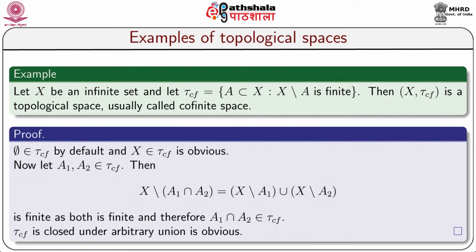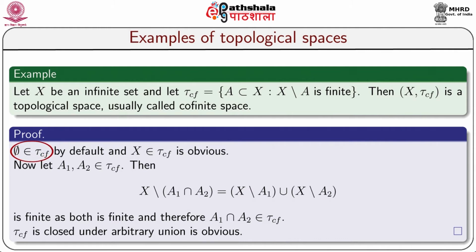Let us consider some more important topological spaces. This is called the cofinite topological space. So, how is this topological space defined? Let us consider an infinite set X, and let tau_cf be the collection of all those subsets of X whose complement is finite. Then we can prove that tau_cf is a topology on X, and X with tau_cf is called the cofinite topological space. The proof is very easy. You can see the proof.